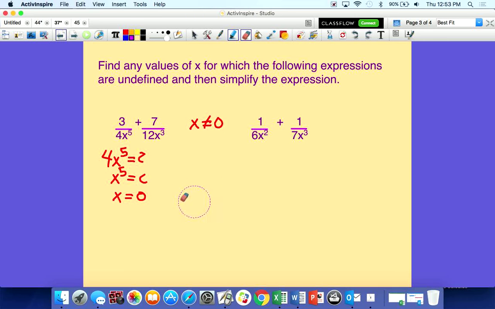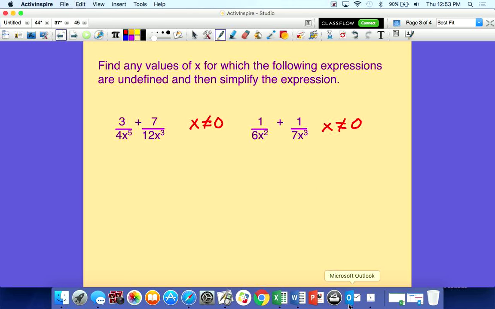Alright, and after a while you're going to be able to just look at this and tell, well, yeah, that's a 0 just based on how it's written. So if we come over here, x cannot equal 0 also, because we just have a monomial with the x in there. If we had a plus or minus in there, it'd be different, but because they're multiplied together, x cannot equal 0 for both of these.